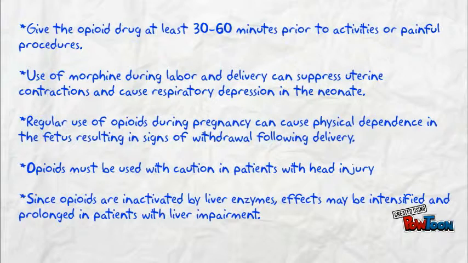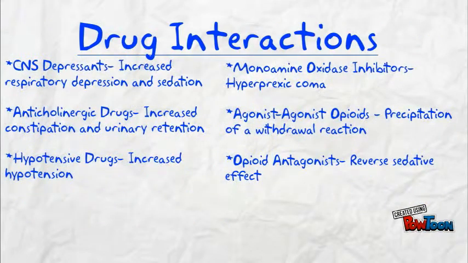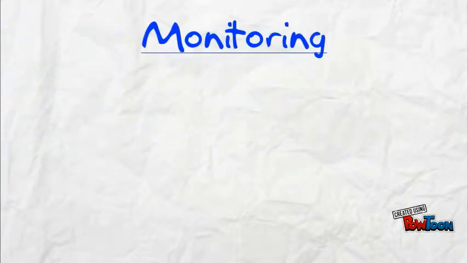Also, morphine should be used with caution during pregnancy, labor, and delivery. In addition, opioids must be used with caution in patients with head injury, as opioids can exacerbate symptoms of respiratory depression. Finally, effects may be intensified and prolonged in patients with liver impairment. There are many drugs which interact with opioid agonists. Among these are CNS depressants, anticholinergic drugs, hypotensive drugs, monoamine oxidase inhibitors, agonist opioids, and opioid antagonists.